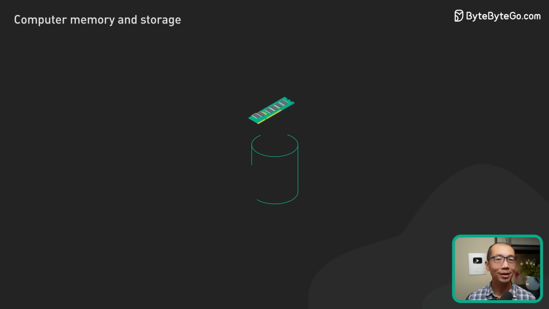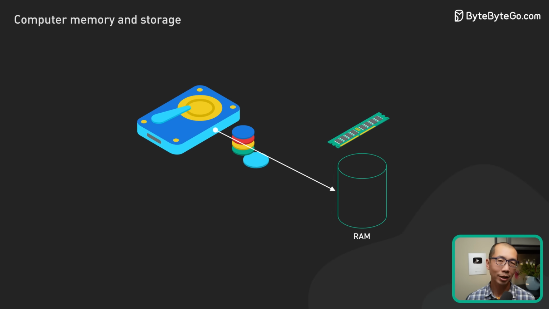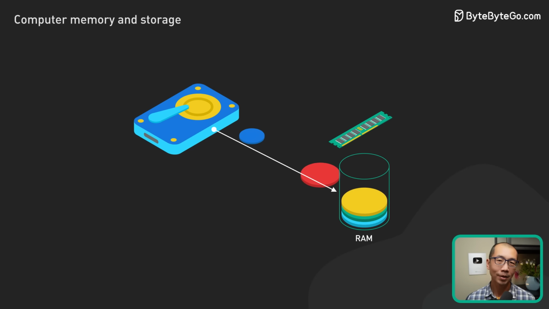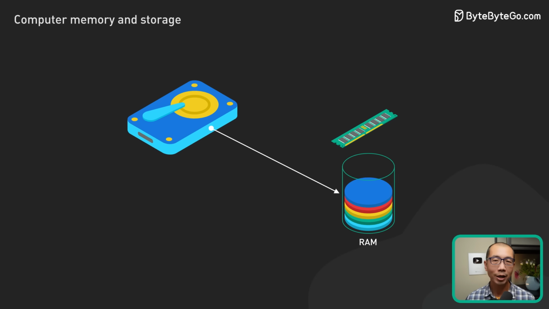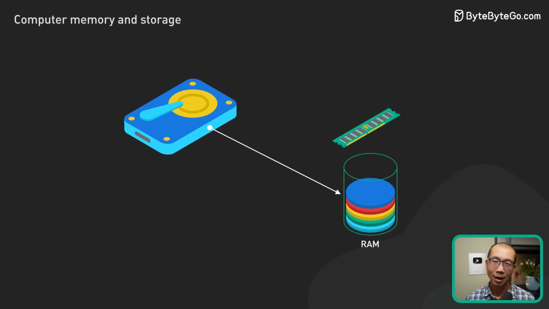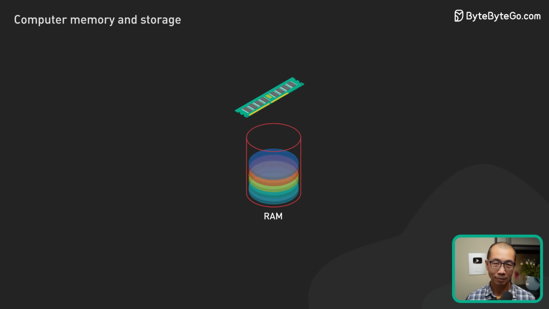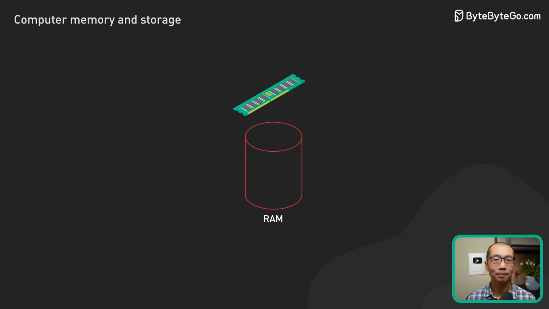RAM, or random access memory, is a type of memory that stores data temporarily while the computer is running. It's fast and flexible, juggling all the programs we're running at any given moment. However, RAM is volatile, meaning it loses its stored data when the power is turned off.